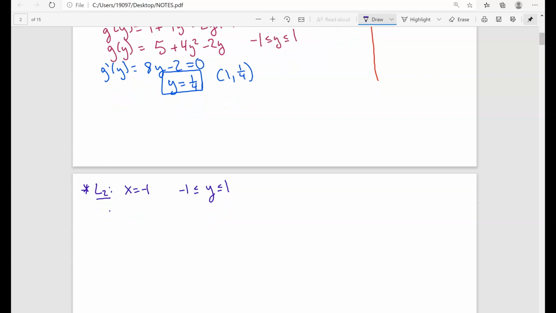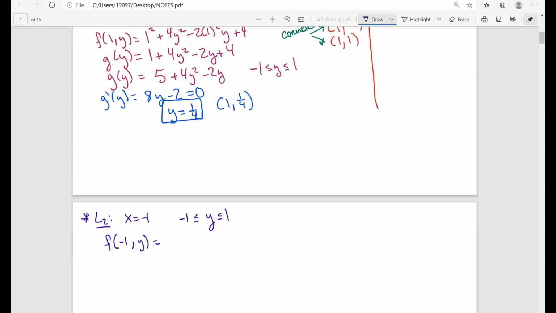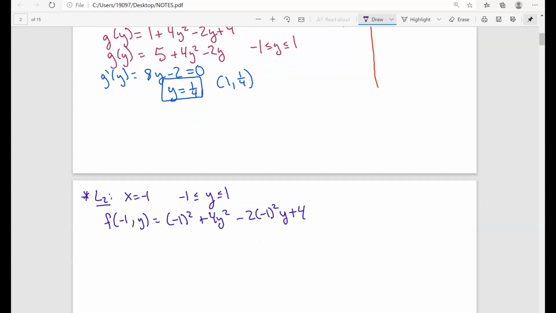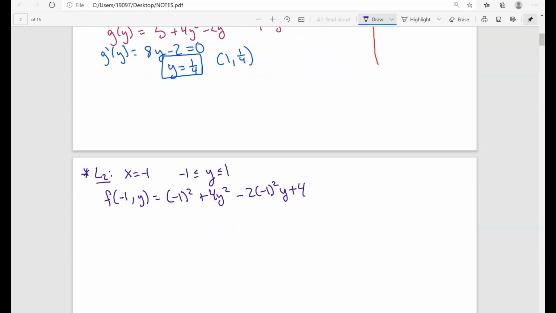Okay, so let's plug -1 into the function. What we're going to get is -1 squared plus 4y squared minus 2 times -1 squared y plus 4. Again, we're going to call this something else. We can call it g, I guess. Doesn't really matter. We can call it h. So this is just going to be 1 plus 4y squared minus 2y plus 4. And notice that we get almost the same thing.